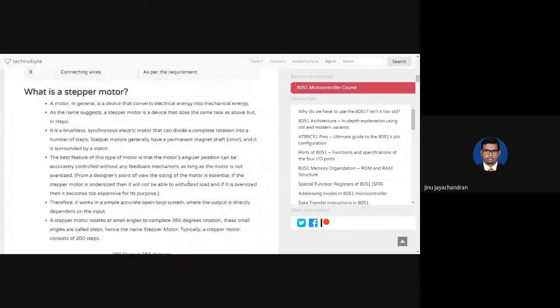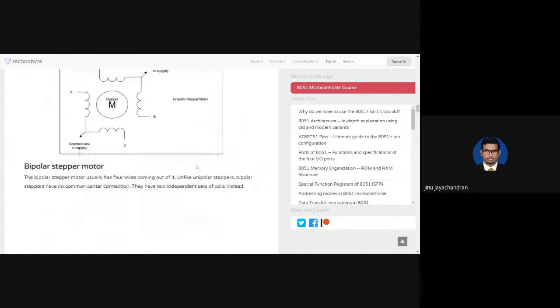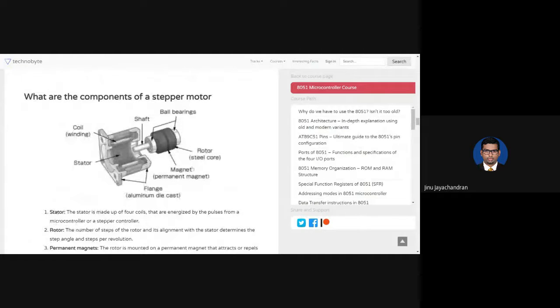Now, coming to the stepper motor, let me go directly to it. So you see, this is actually the stepper motor. As we all know, all motors work on the principle of electromagnetism, where once you give current to a particular type of material, it will get magnetized. In a stepper motor you have a stator and a rotor. The rotor is this black thing, and inside it there is a magnet. There are some ball bearings, and a shaft which comes out of the motor.